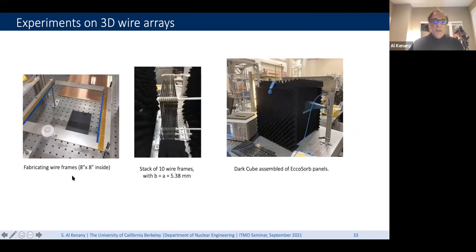So these are the measurements for the wire array in various configurations with polarization in the Z direction. Here you see the fabrication stage of the wire frames, which is 10 by 10 and cut in 8 by 8 inch. And then you see here the spacers that control the distance between the frames. And then the whole experiment is included in the dark cube and assembled inside the EcoSorb panels.